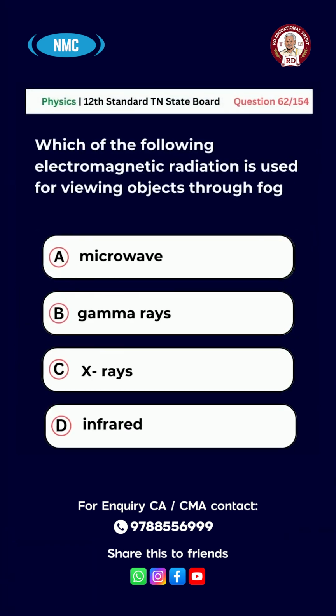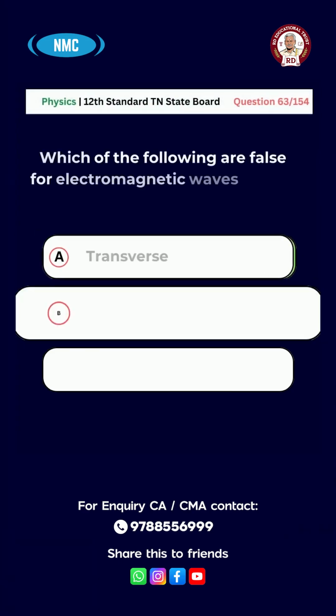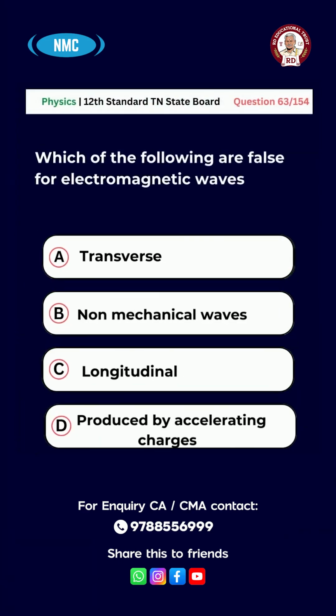Question number 62. Which of the following electromagnetic radiations is used for viewing objects through fog? Option A microwave, B gamma rays, C X-rays, D infrared. And the right answer is option D infrared. Question number 63. Which of the following are false for electromagnetic waves? Option A transverse, B non-mechanical waves, C longitudinal, D produced by accelerating charges. The right answer is option C longitudinal.